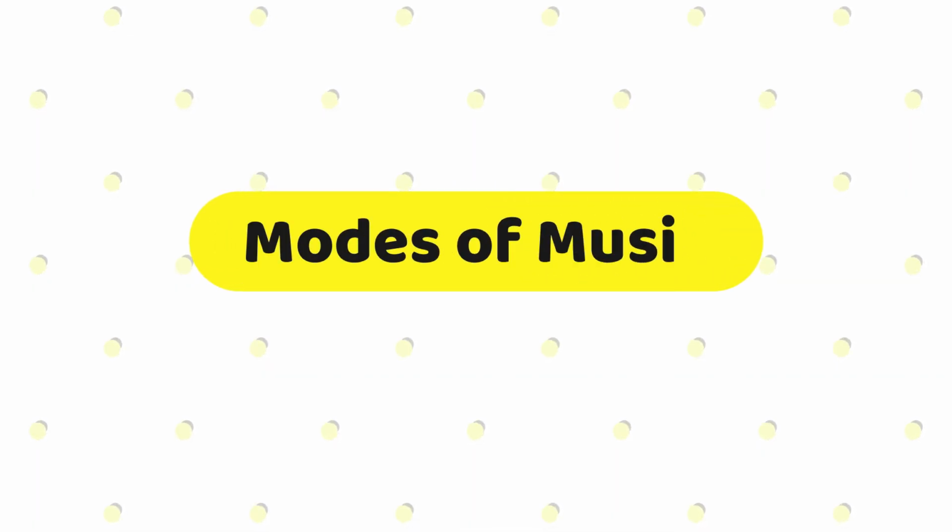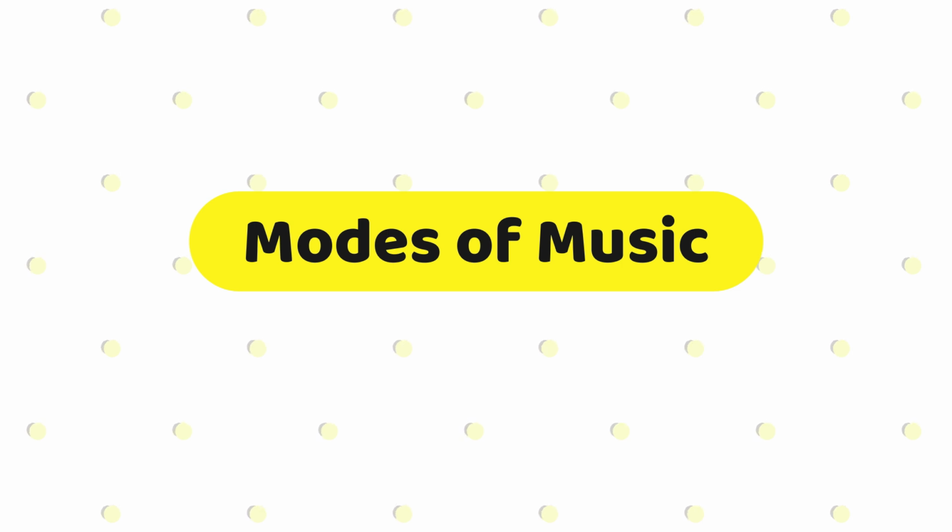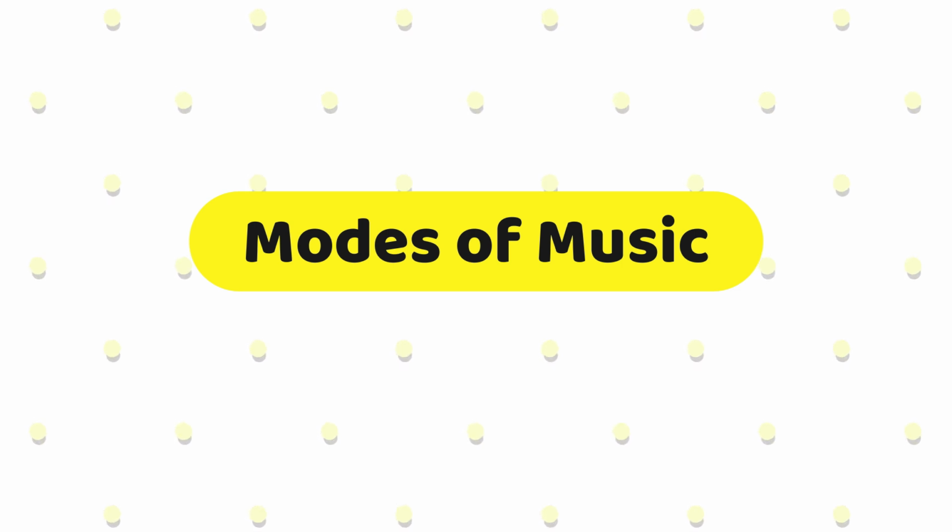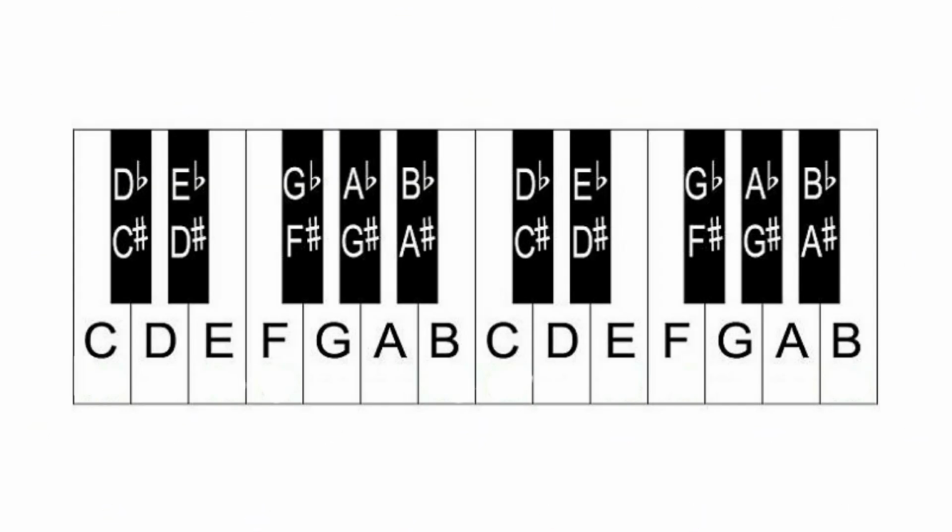Today I'm going to explain to you the modes of music. First, let's understand these modes of music with an example, then we'll go through theory. We are using a keyboard so that you can understand the modes of music much better. On the keyboard, all black keys are either sharps or flats, and all white keys are without sharps and flats.